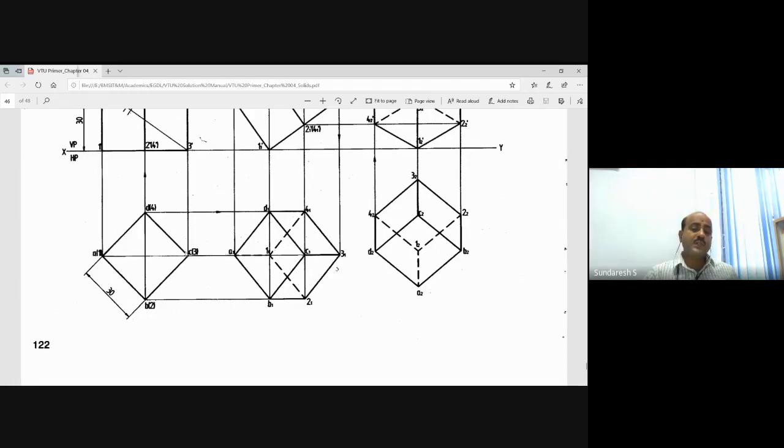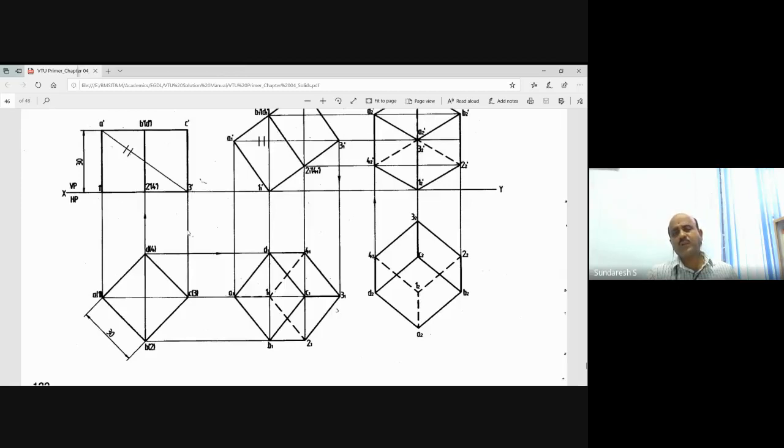A, B, C, D at the top, 1, 2, 3, 4 at the bottom. You can do either way. So this is the one way they have given. Otherwise, if you want to put A1, B1, C1, D1, that can also be done. Nothing wrong in that. Okay. So in this question, they have given in this way.